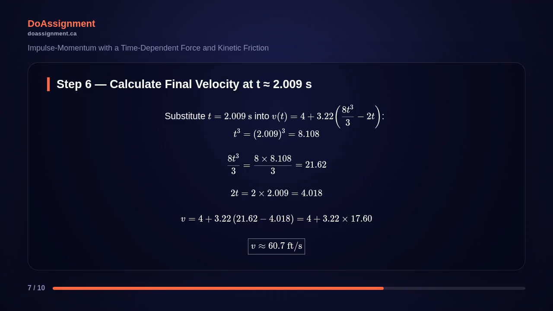Substituting t equals 2.009 seconds into the velocity formula, t cubed is approximately 8.108, so 8 times t cubed over 3 is about 21.62, and 2t is about 4.018. The velocity is 4 plus 3.22 times the quantity 21.62 minus 4.018, which equals 4 plus 56.69, giving approximately 60.7 feet per second.